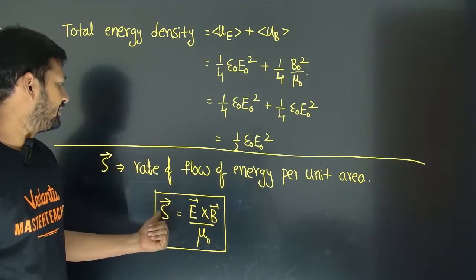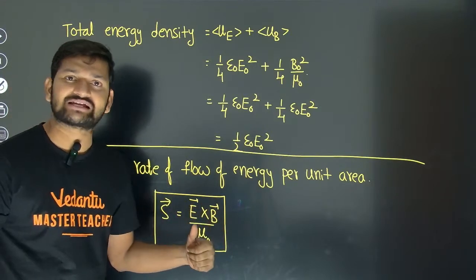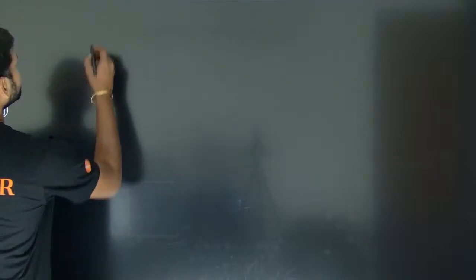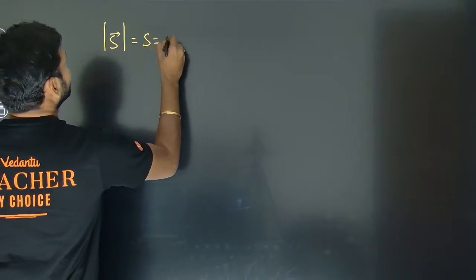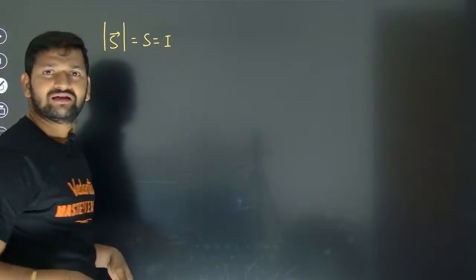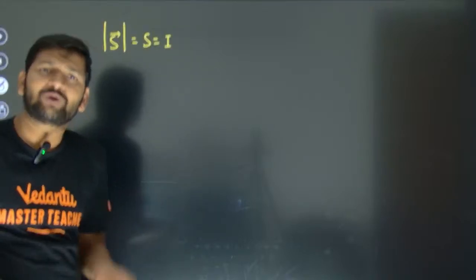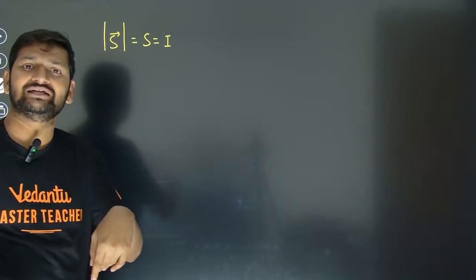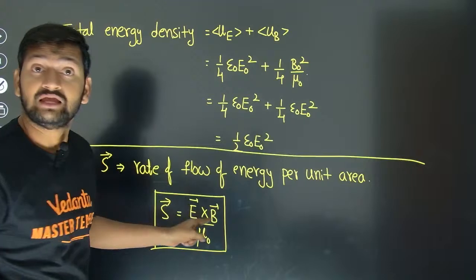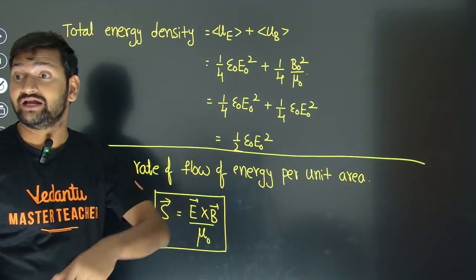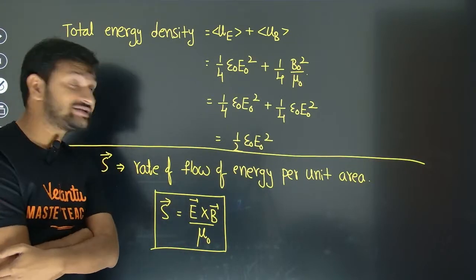Now you tell me, if I'm going to talk about the magnitude of this S bar, I will represent it with S. In fact, I'll represent it with I, because it is just like intensity. So Poynting vector gives us intensity. And what is that? It is equal to E bar cross B bar. What is the angle between E and B?